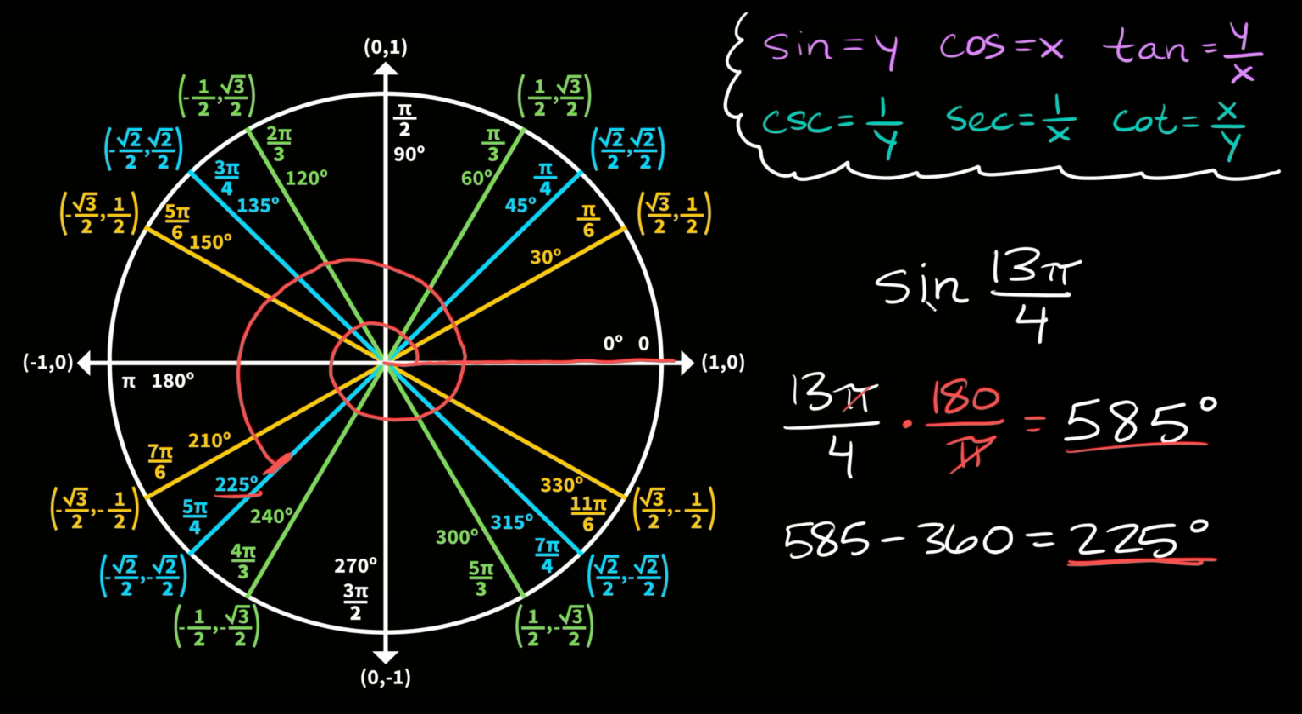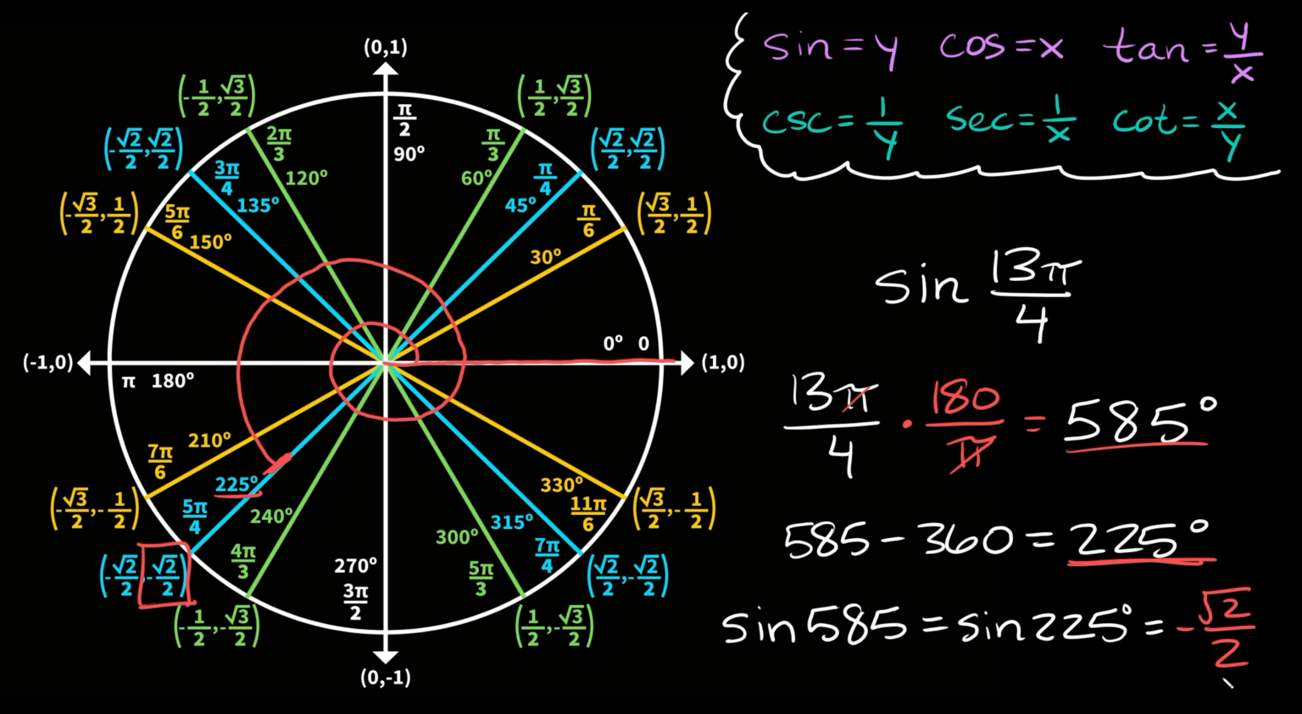So what we basically found here is the sine of 13 pi over 4. Well, we again converted 13 pi over 4 to 585. So what we're actually looking for here is the sine of 585 degrees, which is the same thing as the sine of 225 degrees, all right? So now, again, in order to find the sine of an angle, we just need to look at the y coordinate, right? So the y coordinate here, as you can see, is negative root 2 over 2, all right? So we get negative root 2 over 2.